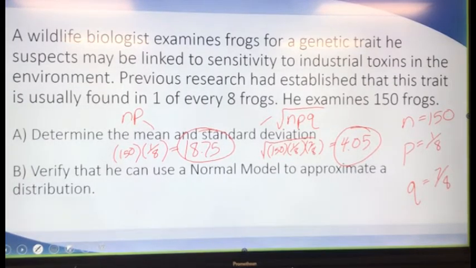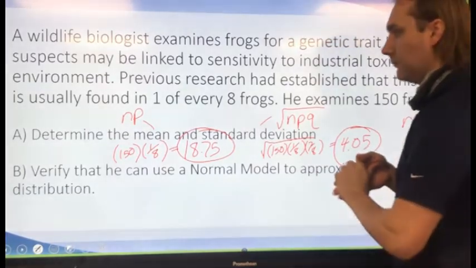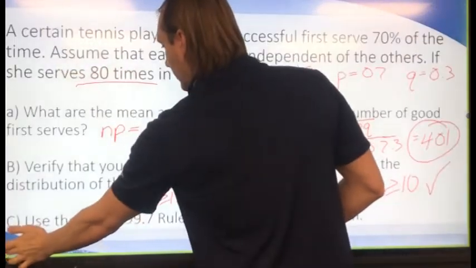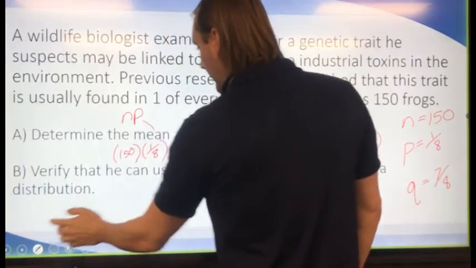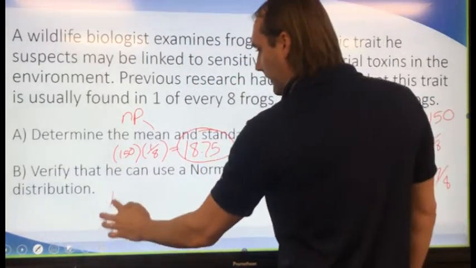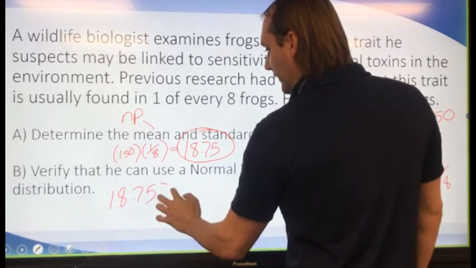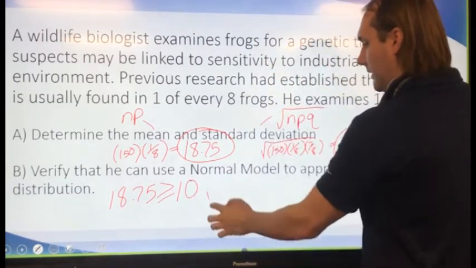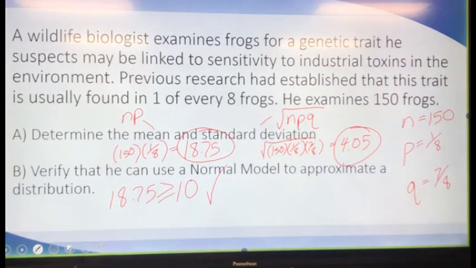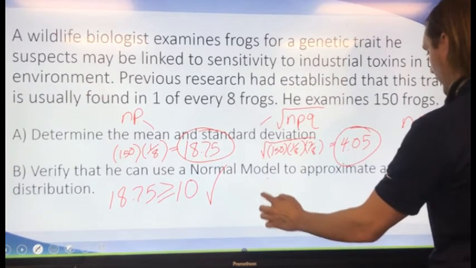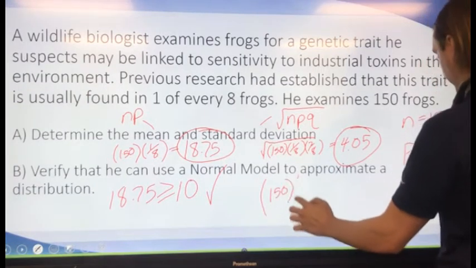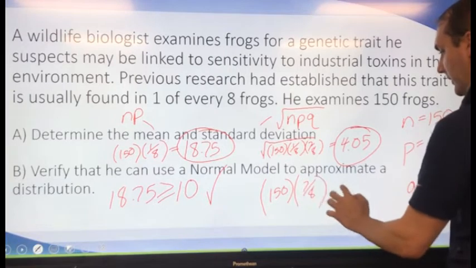So tell me, does it pass with success? Does he have more than or equal to 10? Well, let's see. The formula is np is greater than or equal to 10. So take n times p and I get 18.75. Is that greater than or equal to 10? Yes, it is. Now what about the probability of failure? n times q. So 150 times 7/8. What number does that give me?